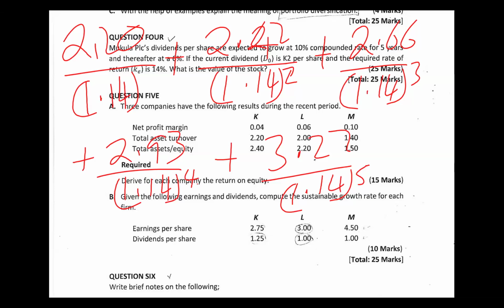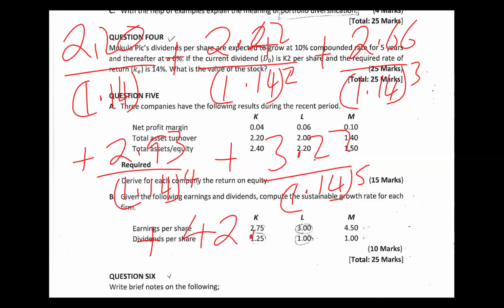Then year 6, 3.41 at 1.14 to the power 6 plus the terminal value. Okay, plus the terminal value. Are we supposed to include the 6th year dividend? We don't include it, we just put the terminal value. So the terminal value was what?